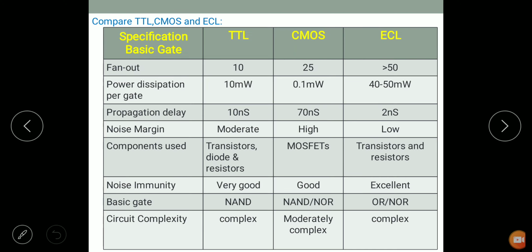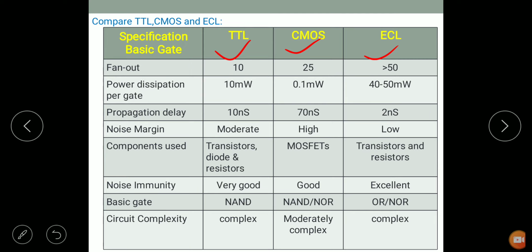Now, what is the comparison of TTL, CMOS and ECL? This is the most important point for exam purposes. In an exam, the question that arrives is: compare ECL, TTL and CMOS. Because in logic families we have to see only these three logic families. Okay, so for the specification of basic gates, first is TTL, then CMOS and ECL. So this is the comparison of TTL, CMOS and ECL.